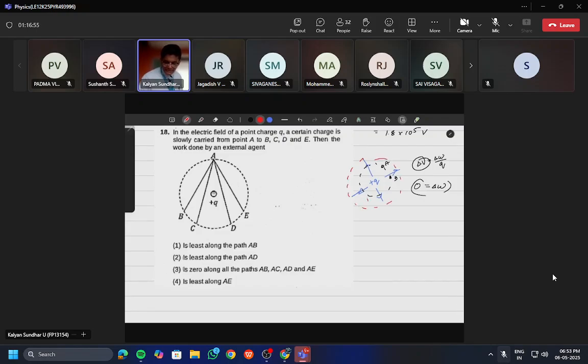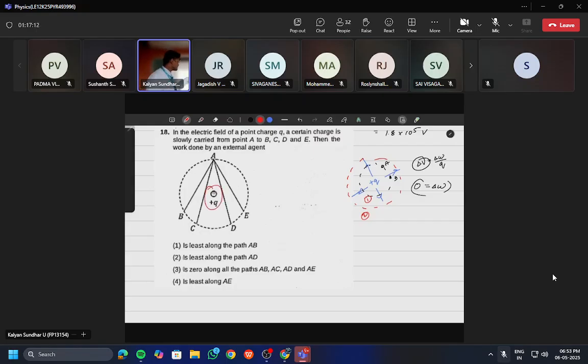Now if you want to move from the first inner surface to the second, there will be a potential difference. If there is a potential difference, work also should be done in order to move from the inner sphere to the outer sphere. So the same applies here too. This is your positive charge. The positive charge is at the center.